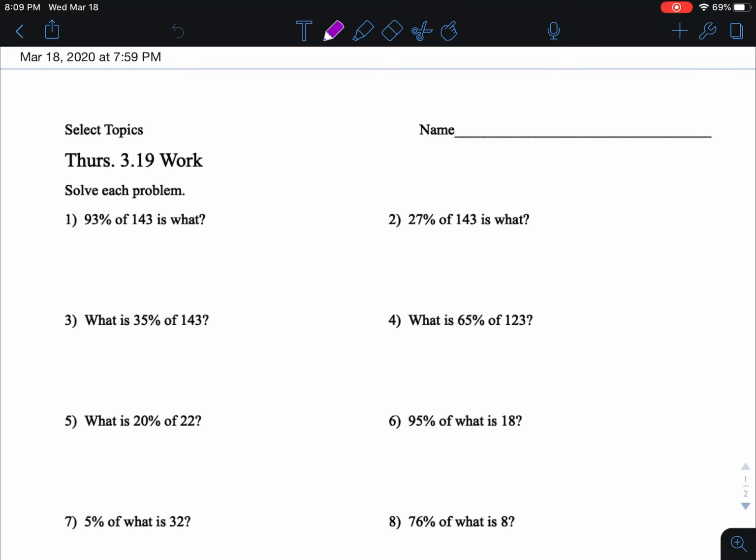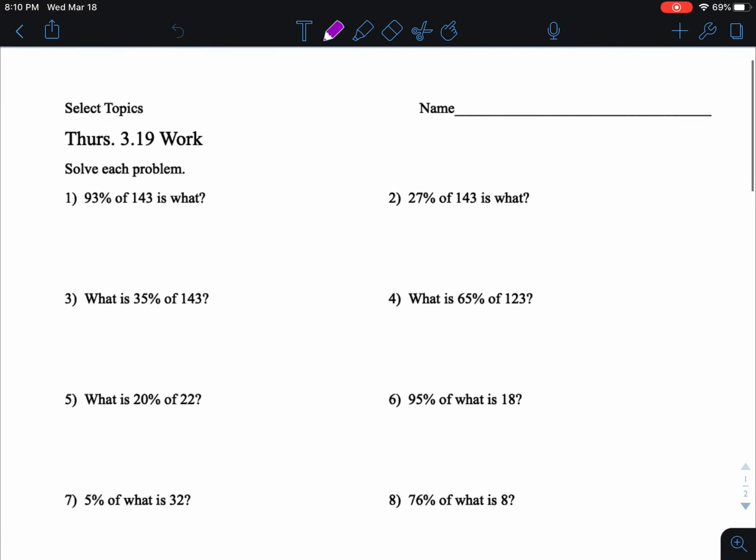All right, so today's work, we're going to go back to percentages. I'm working on a project for you guys, and it's going to deal with some percentages and discounts and different things like that. So I just wanted to refresh our memory on percentages and stuff. So that's what we're going to do on this one.